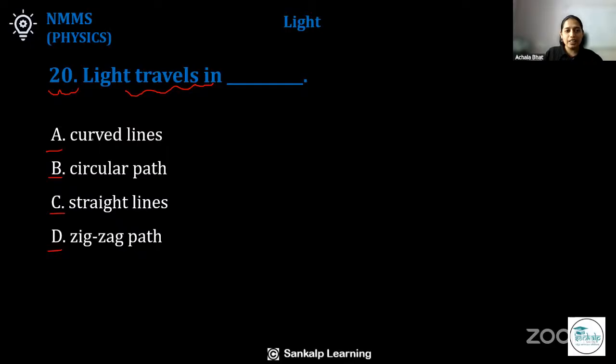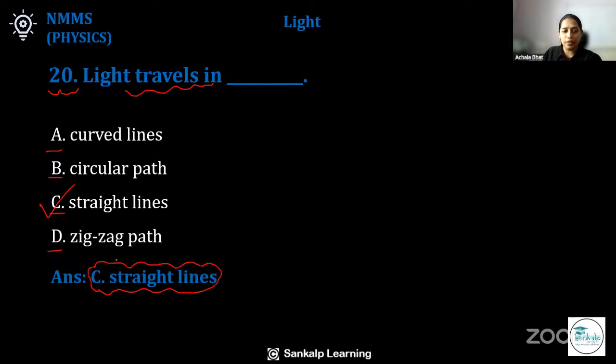Yes, light travels in straight lines. Option C is correct. We call it rectilinear propagation of light. But, however, its path can sometimes be curved under specific conditions. But it is not always true.